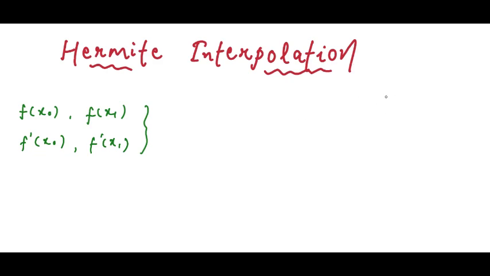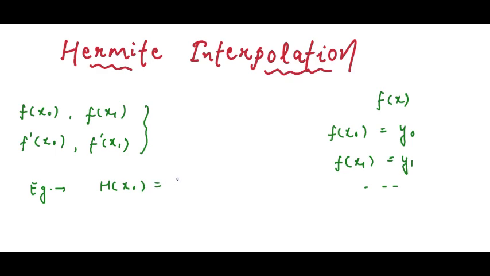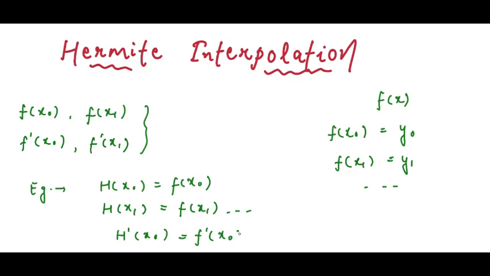So let's begin with the basic definition. Suppose we have a function f(x). In ordinary interpolation, we may know the function at x0 as y0 and the function at x1 as y1 and so on, and the interpolation polynomial is required to pass through these points. But in Hermite interpolation, we impose additional conditions: H of x0 equals f of x0, H of x1 equals f of x1, and also H dash x0 equals f dash x0, H dash x1 equals f dash x1. So the polynomial must match both function values and the derivative values, and this provides more information about the behavior of the function.